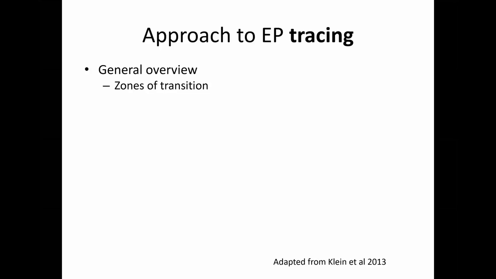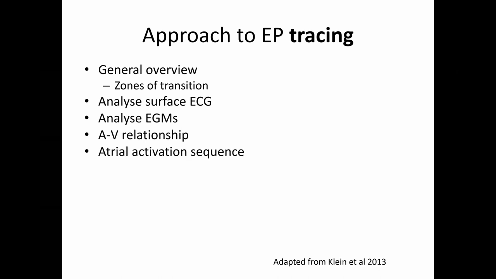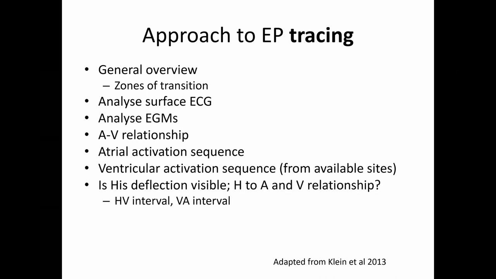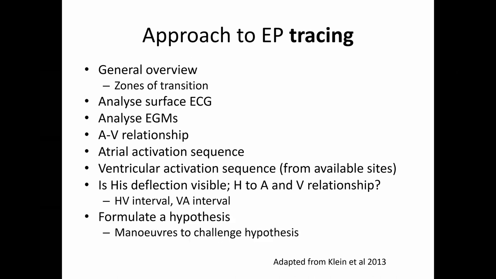So then just coming to an EP tracing, it's always best to focus on zones of transition, be it where there's a period of AV block, onset of tachycardia, offset of tachycardia. Always start at the top of the trace, look at the surface ECGs, go through the electrograms from top to bottom, look at the AV relationship, look at the atrial activation sequence, look at the ventricular activation sequence from what you can see. Have a look at the His deflection and the relationship of the His to the A and V, the HV and VA intervals. Formulate a hypothesis and do some maneuvers to challenge that.